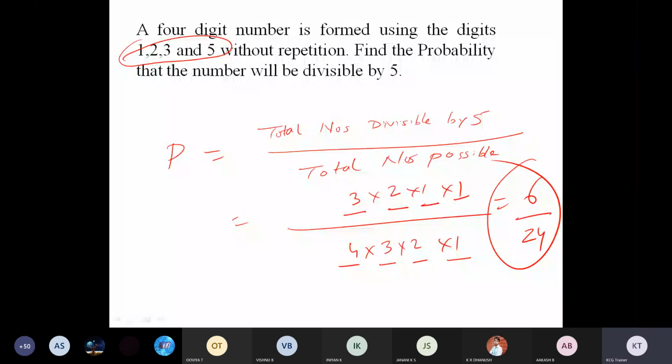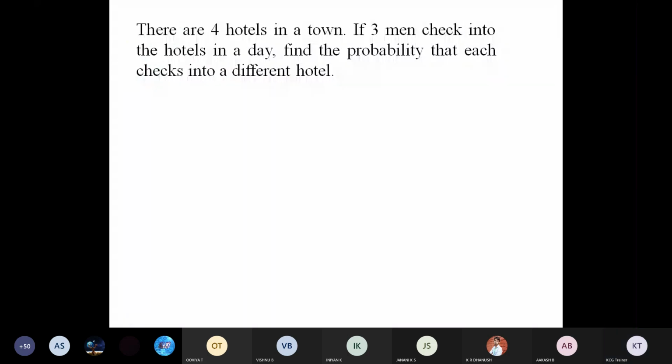Next question based on real time applications. There are 4 hotels in a town. If 3 men check into the hotels in a day, find the probability that each checks into a different hotel.